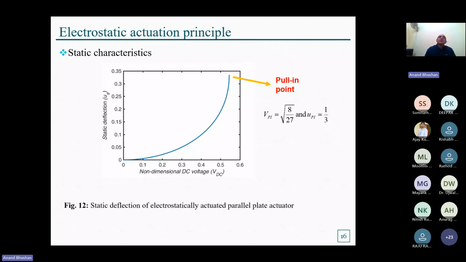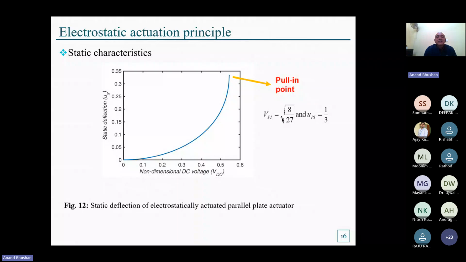This is due to the softening effect of this parallel plate actuator, and we can also tell that this is the softening effect due to the electrostatic actuation force, because its meaning is that as the parallel plate actuator gets deflected, when we apply some DC voltage, the overall spring effect is reduced. So that's why we call it softening effect.